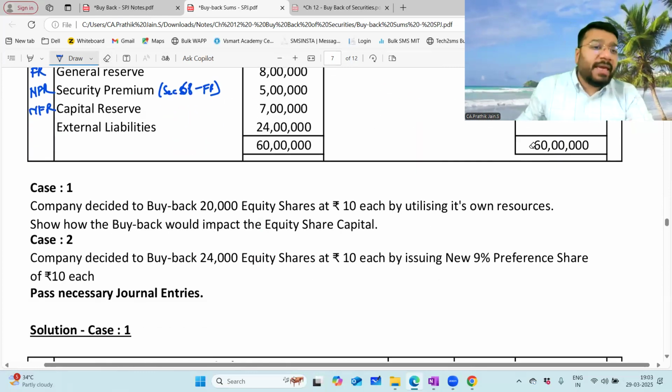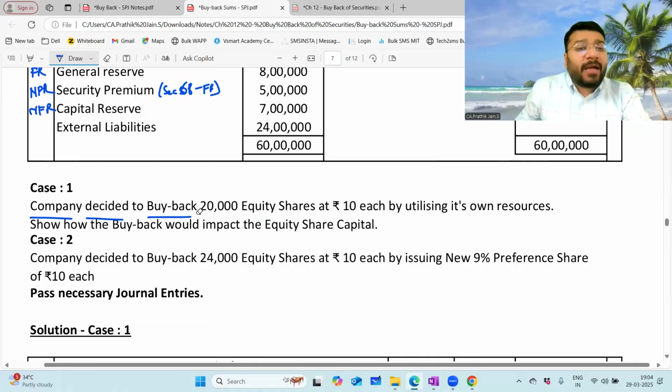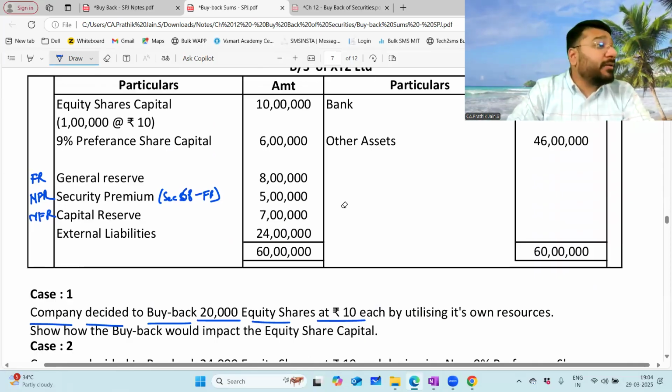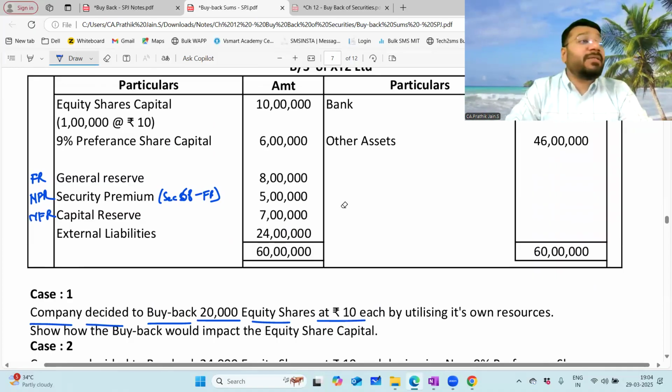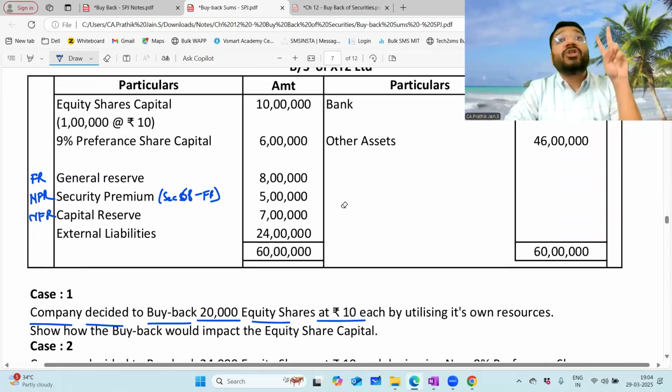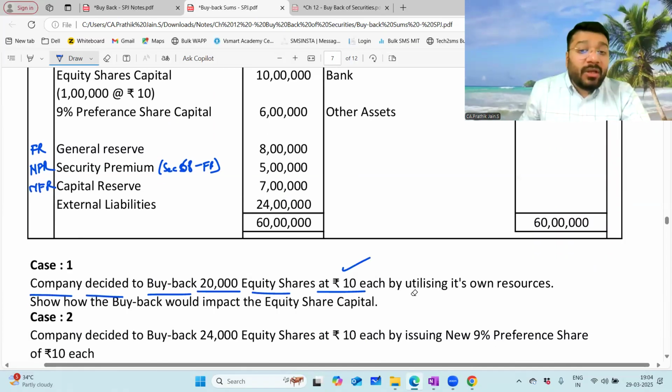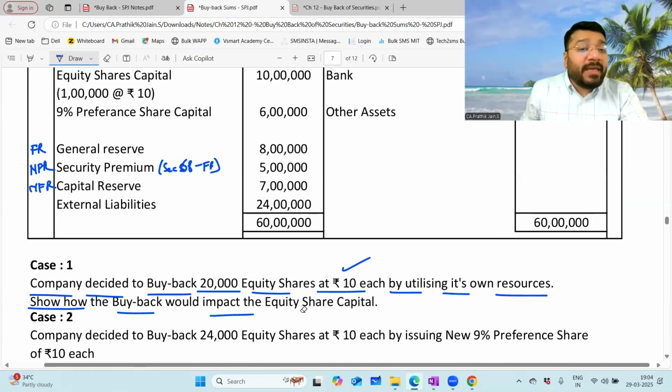Okay. Case 1. The company decides to buy back 20,000 equity shares at 10 each. How many shares are there totally? 1 lakh. Out of that, how much are they buying back? 20,000. So what is the percentage of buyback? 20%. 20 upon 1 lakh into 100. So 20% shares are bought back at 10 each by utilizing its own resource. Show how the buyback would be impacted in the equity share capital.